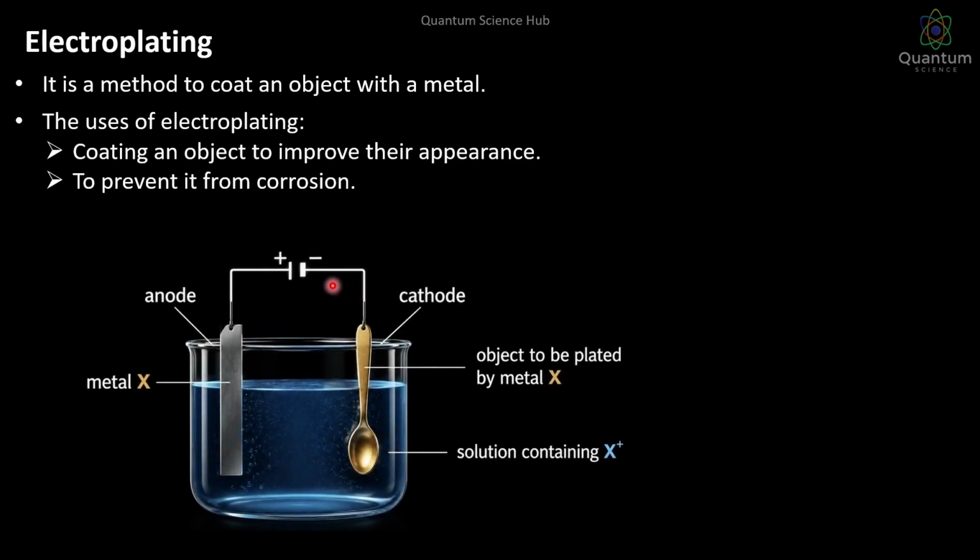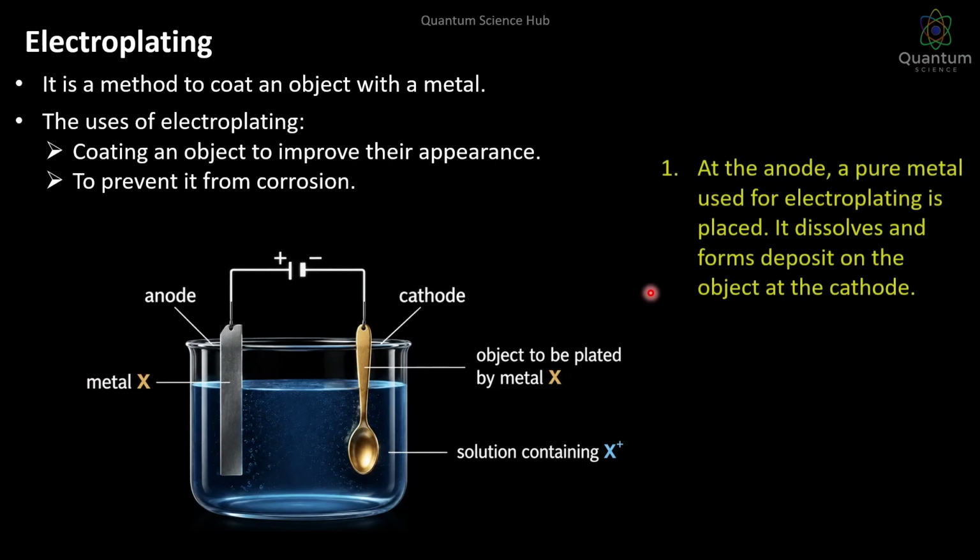So in this picture, I want to electroplate, or coat, this spoon by using this metal. The first thing that you have to remember is that the thing that you want to cover, in this case the spoon, should be put at the cathode. And the metal should be connected to the anode, right? And the solution should contain ions from this metal.